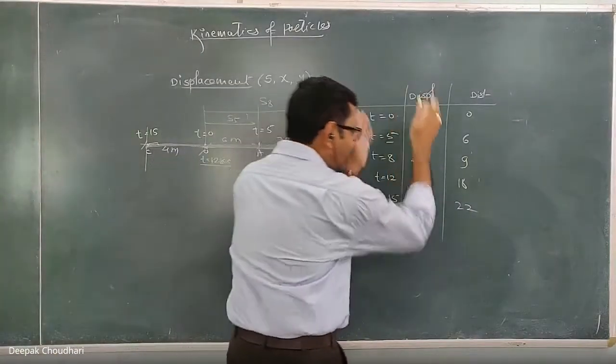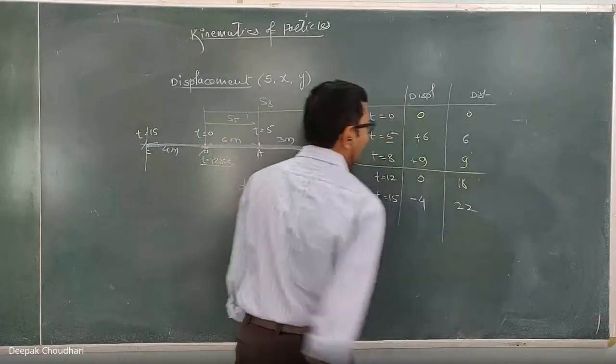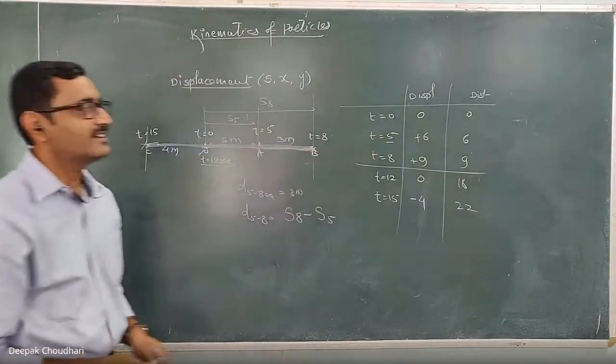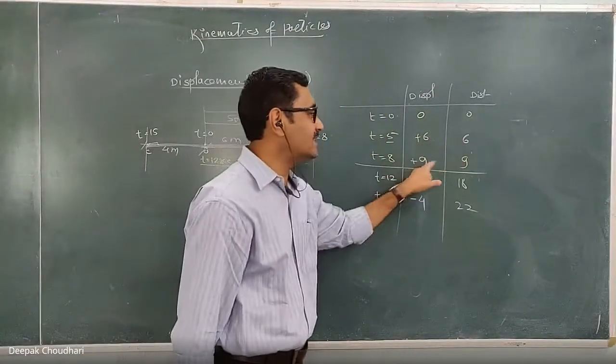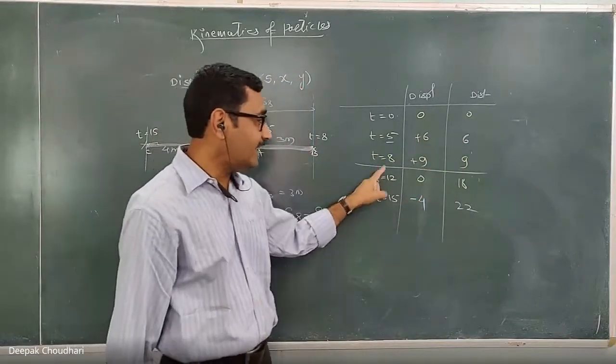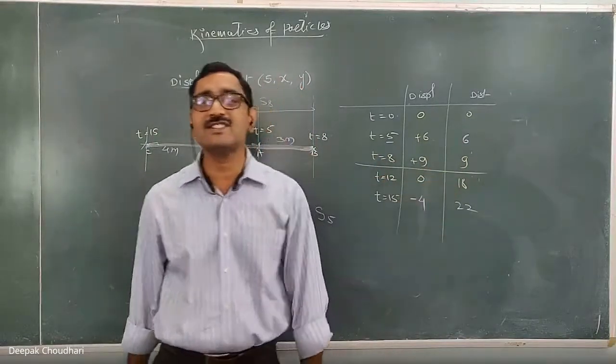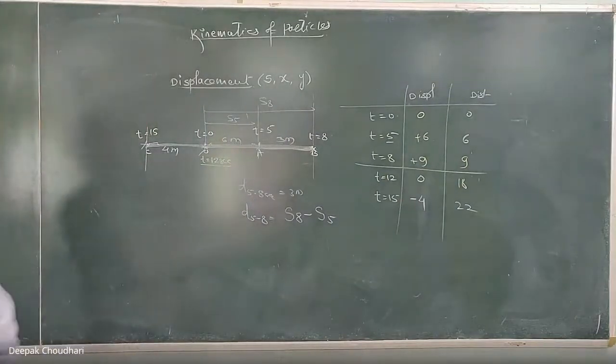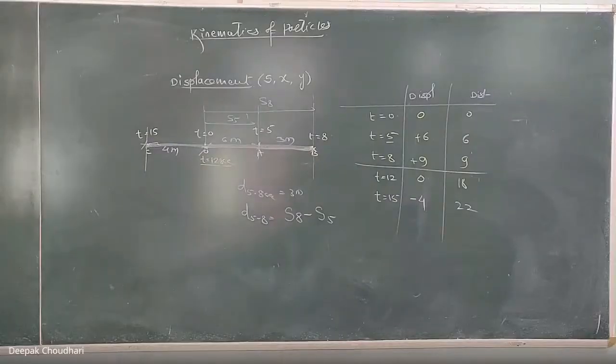Now you will observe that in this table, up to t equal to 8 seconds, up to B, the displacement is equal to the distance traveled. But after 8 seconds, the displacement is not equal to the distance traveled. So what will you conclude from this? Why up to 8 seconds is the displacement equal to the distance traveled, but after 8 seconds it is not? Change in direction.